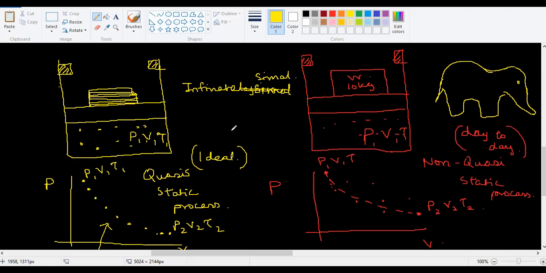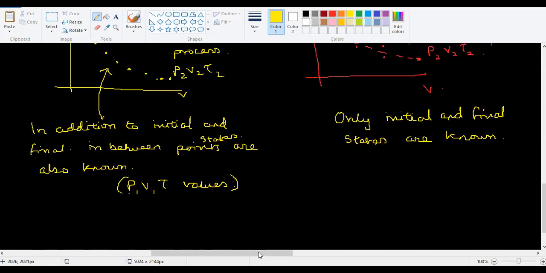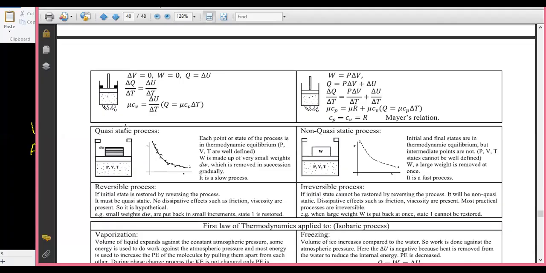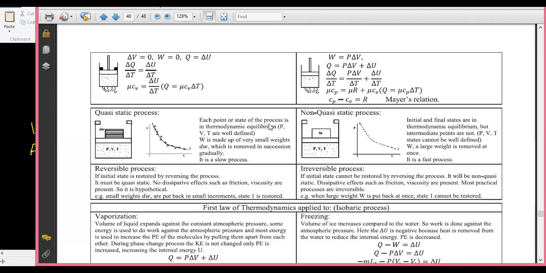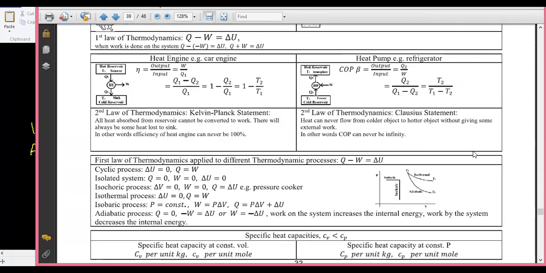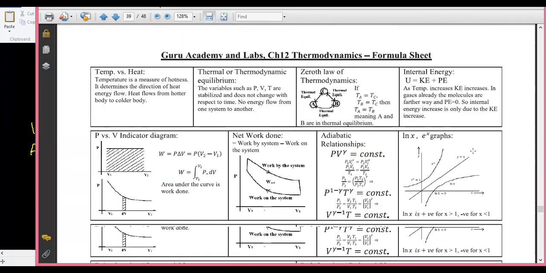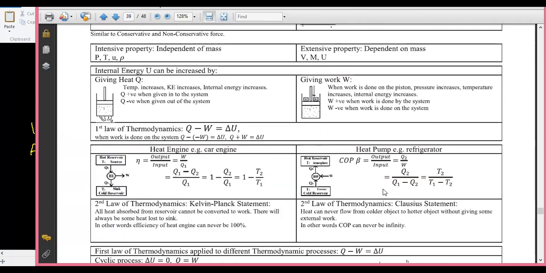Okay, what else can I talk about? I forgot to say, I can open the handbook here. So look at this. Each point or state of the process is in thermodynamic equilibrium, meaning pressure, volume, and temperature are well defined. W is made up of very small weights, dW, which are removed in succession gradually, so one sheet at a time. It is a very slow process. Here it is the opposite. So that's why I told you studying this chapter is very easy if you contrast these two different things and then study them.